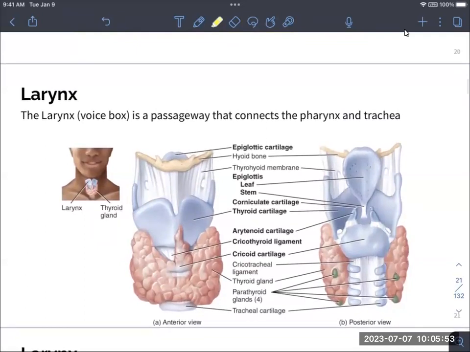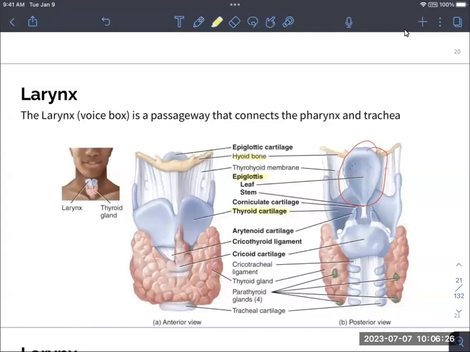So this larynx goes, technically, from the hyoid bone down to where the trachea starts. Let's look at everything here. This epiglottis moves up and down to cover up the larynx and trachea and open it back up.